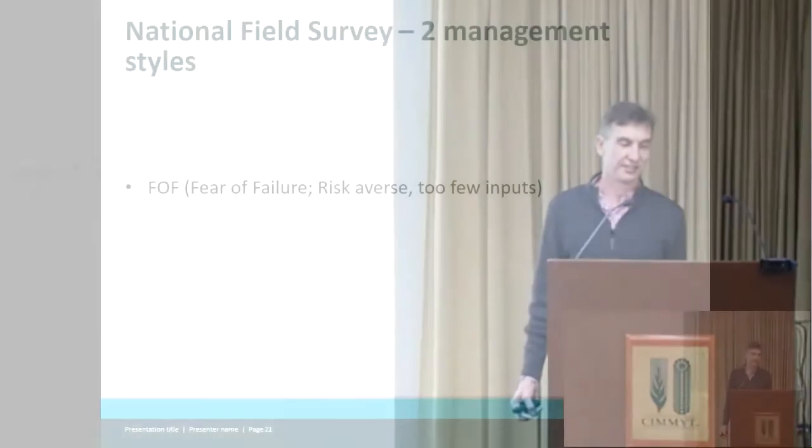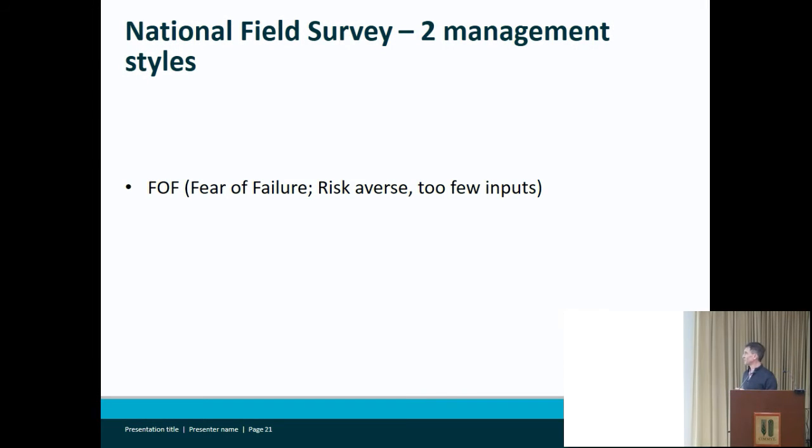So from our preliminary investigations, we've identified two contrasting management styles in Australian farmers. We have fear of failure. It's a risk-averse attitude to farming. It's too few inputs. It's not enough to achieve yield potential. This is perhaps quite common in the drier regions. There have been journal papers published where farmers are not putting on enough nitrogen.